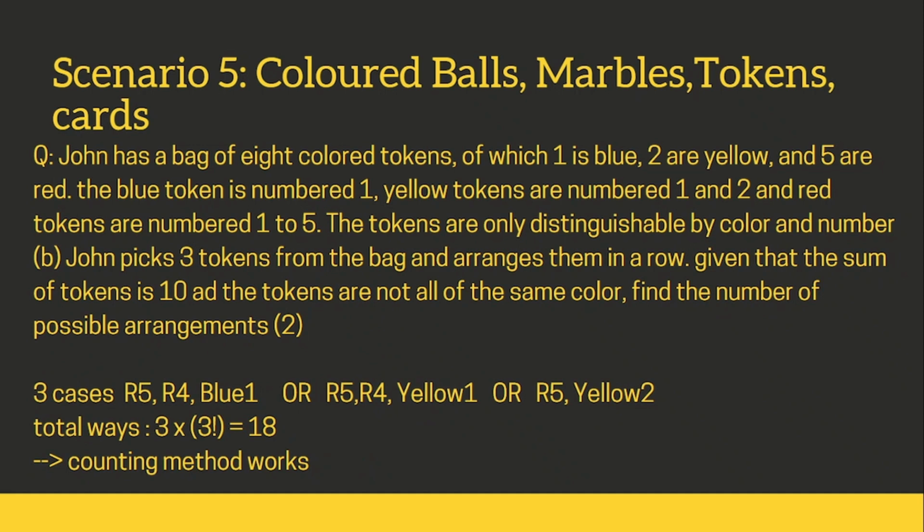And part 2, they just want to see if the sum of tokens is going to be 10. So in this case, there are 3 different scenarios. You have a red number 5, a red number 4, and a blue number 1. And you have a red number 5, a red number 4, or a yellow number 4. Or you have a red 5 and a yellow 2.